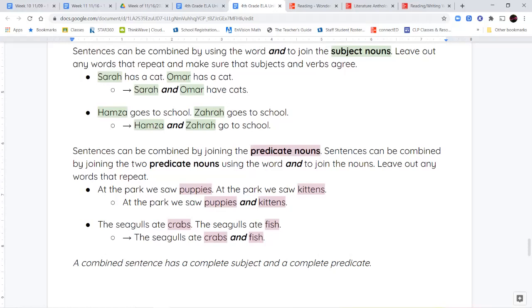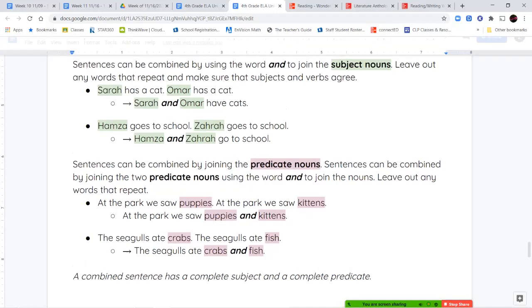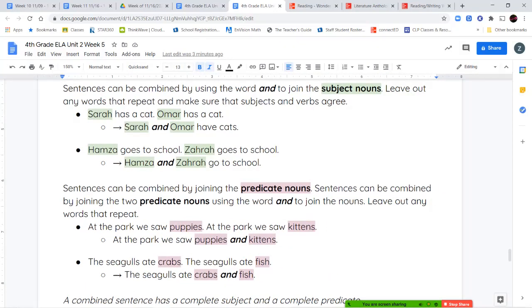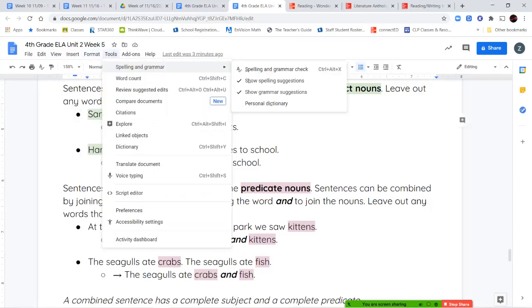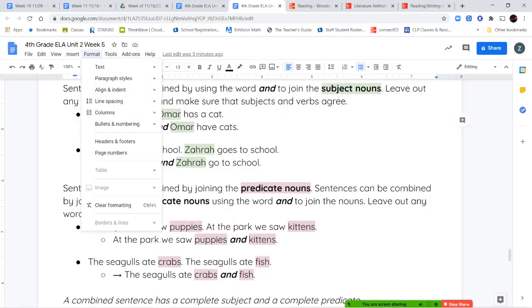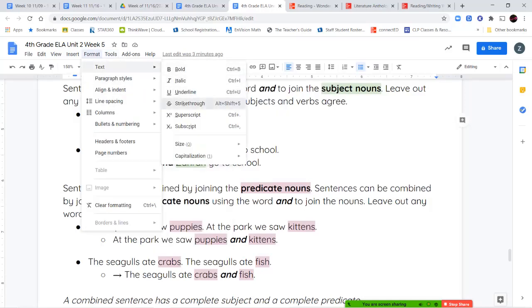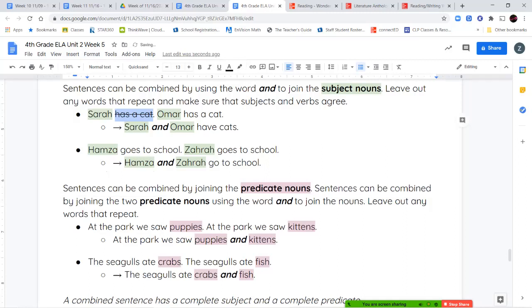So again, we're going to combine them using the word and, and we're going to kick off any words that repeat. So I'm going to show you what that would look like. Over here, when I was talking about my subject nouns, instead of saying Sara has a cat, Omar has a cat, I'm going to take out that first part and replace it with the word and. So Sara and Omar have cats. Instead of Hamza goes to school, Zahra goes to school, I'm going to take out this repeat and say Hamza and Zahra go to school.